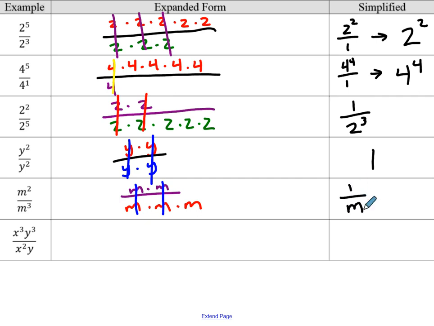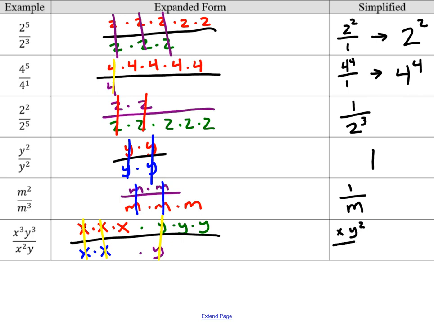Our last one looks difficult, but it's really not too bad. We have x times x times x times y times y times y on top. We have x times x on the bottom, and we have a y on the bottom. Let's do our cancellations. These x's are going to cancel out. That y is going to cancel out. So up top, I am left with x times y squared over 1, but we don't have to put it over 1, so it's simply just going to be x times y squared.